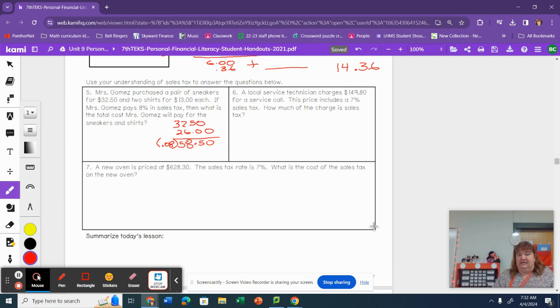And then when you get that amount, you have to add it to the 58.50. So get that amount and then add it to the 58.50. What do you get? I hope you got 63.18. That's what you should have gotten.